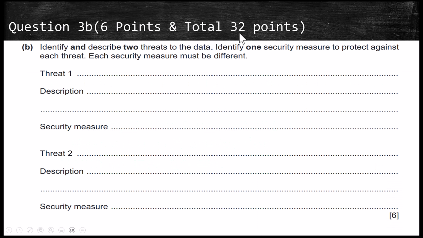Identify and describe two threats to the data. Identify one security measure to protect against each threat. Each security measure must be different. That's because they don't want you to use the same one twice to pick up points.